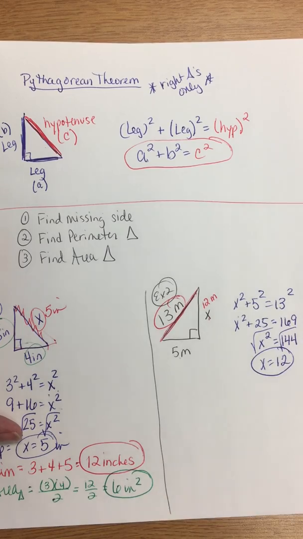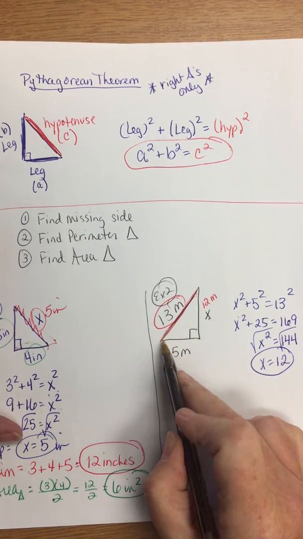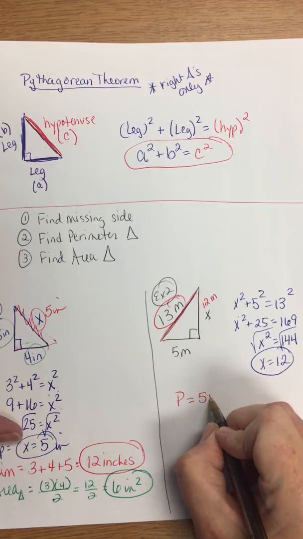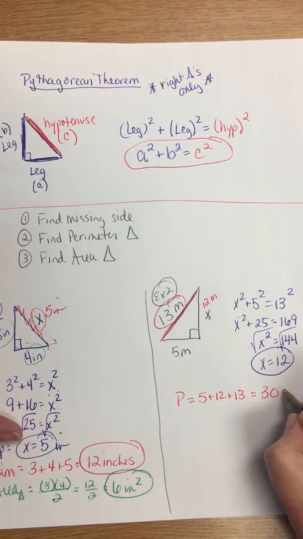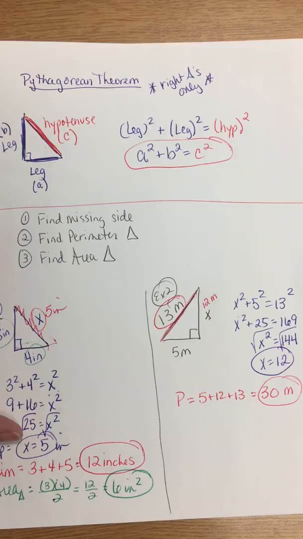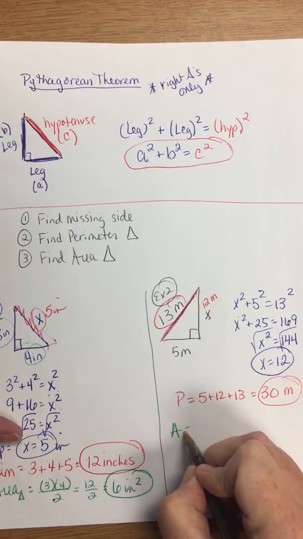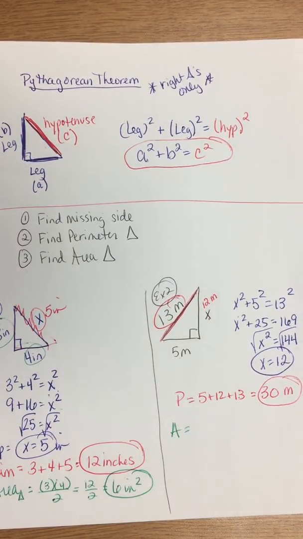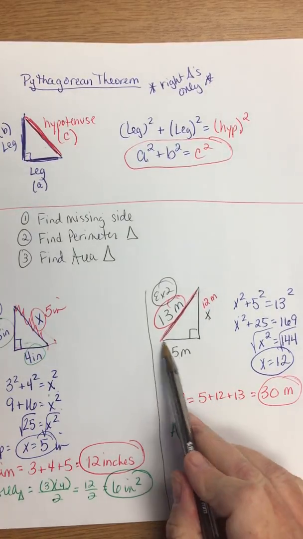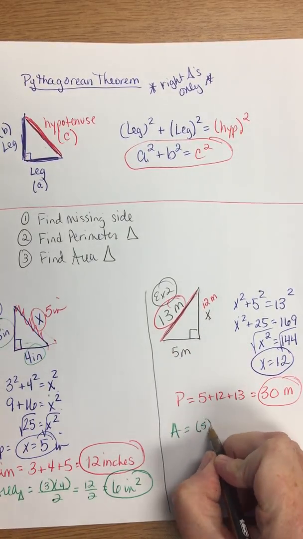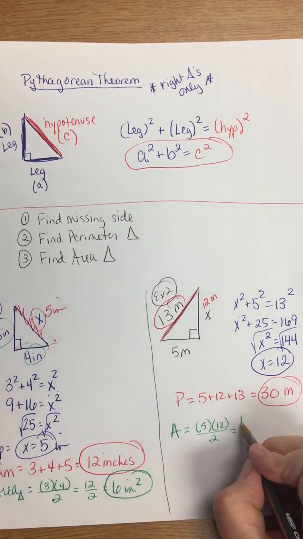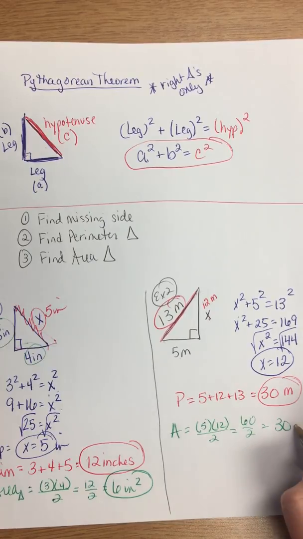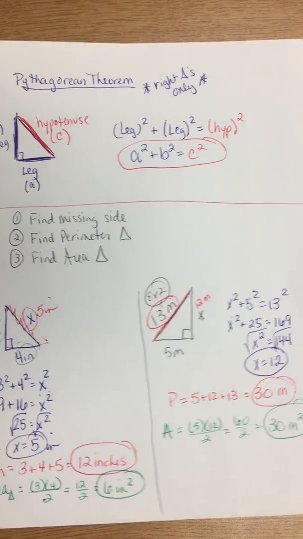Great. Now we want to find our perimeter by adding our 3 sides. 5 plus 12 plus 13. So 5 plus 12 plus 13 comes out to be 30. 30 meters is your perimeter. My area is base times height divided by 2. Base and height are your legs. So it's 5 times 12 divided by 2. 5 times 12 is 60 divided by 2, so it's 30, and your units are raised to the second power.